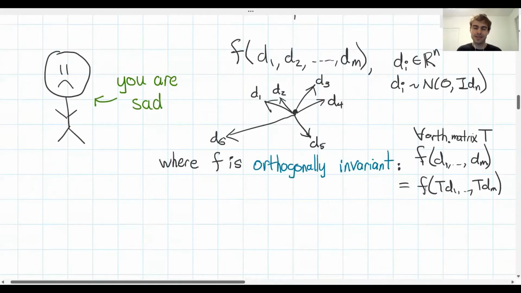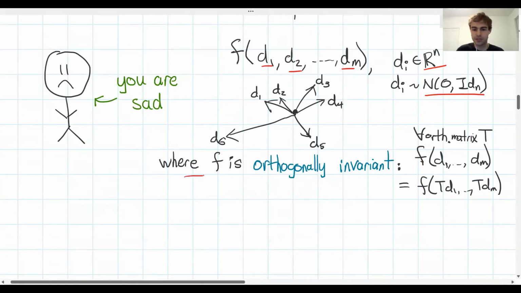Okay, in this last example, you're a bit sad because you don't know what basis you should be using for your function f. So now your function takes in vectors d1 through dm. The inputs are d1 through dm, and each di is an n-dimensional vector, which comes from a standard Gaussian distribution, independently chosen. For example, here's a picture of what the di's might be realized as.